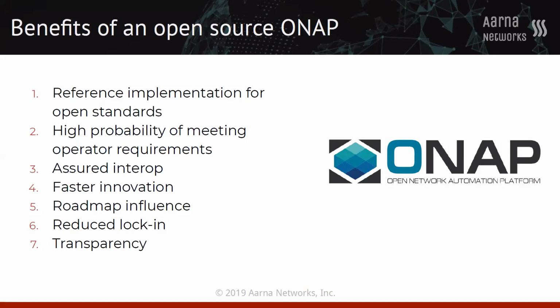The second is high probability of meeting operator requirements. There's a vibrant end user advisory group in ONAP, EUAG, that constantly provides inputs, and those inputs are used to prioritize what gets done. So as opposed to that, in a proprietary product, you would have to go through sales, who would then talk to product management, who would then talk to engineering, and who knows whether your requirement makes it or not.